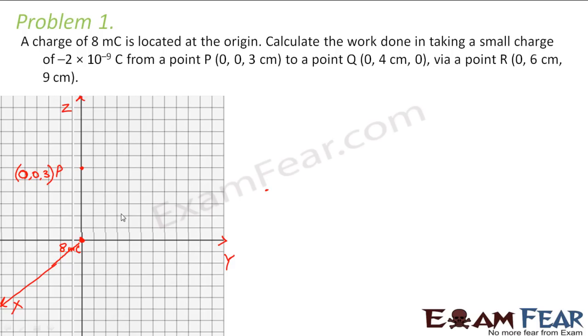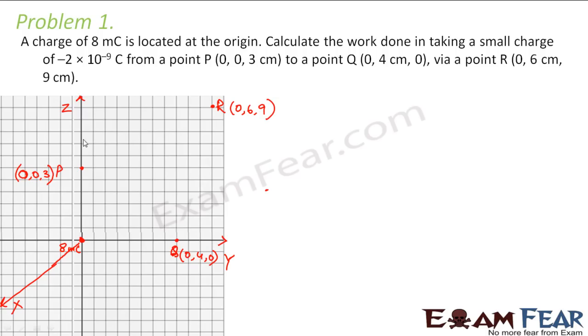So where is Q? It is (0, 4, 0). That means 0 along the x-axis and 4 along the y-axis, so let us assume somewhere here. So this is Q, that is (0, 4, 0), via a point R which is (0, 6, 9). That means 0 along the x-axis, 6 along the y-axis and 9 along the z-axis. Maybe let us assume that it is somewhere around here. That is (0, 6, 9).